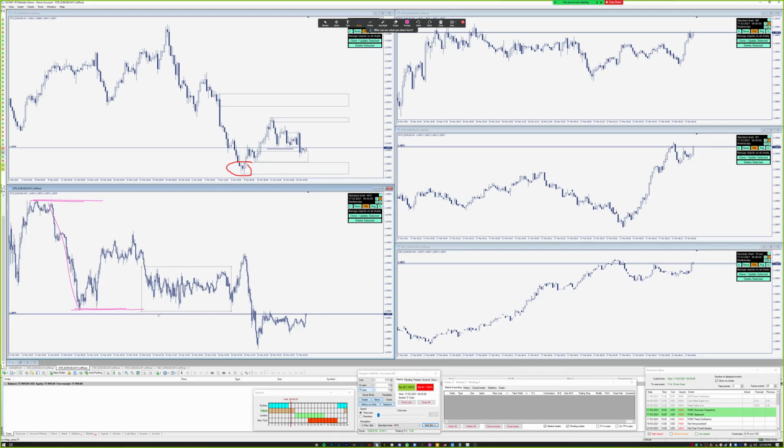And then we kind of range within this range, right? This is all a complex pullback. These are all substructure breaks, right? We range through Asia, again another substructure break, and then finally we break this major swing low, right? So that defines this high, and this is our current high and low.